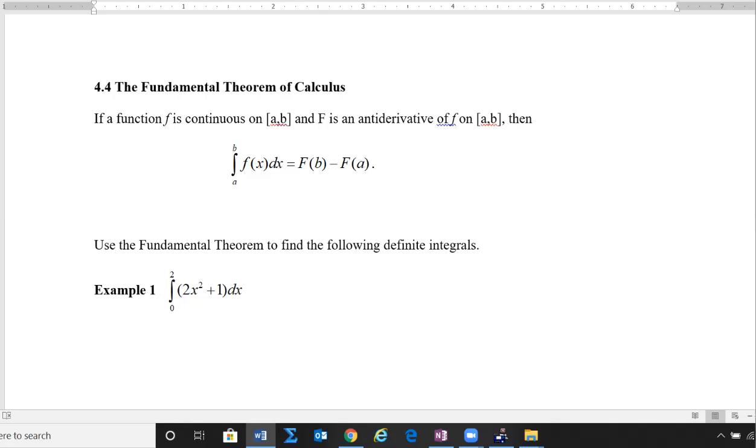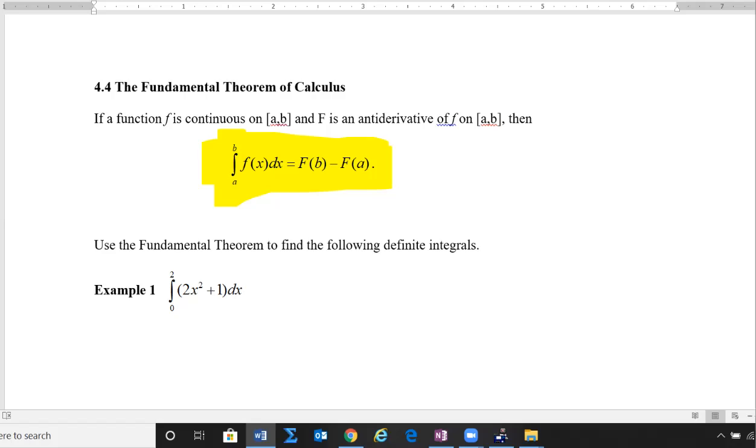All right, so in here, this is the big one. This is it. All it says is that if you want to find this definite integral, you just need to find an antiderivative and find the difference between the values of the antiderivative at the upper limit and the lower limit of the integral. Easier said than done, but that's it.